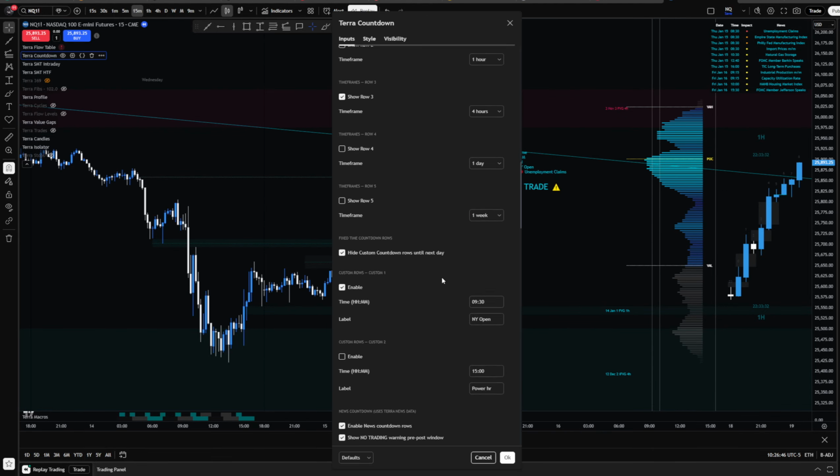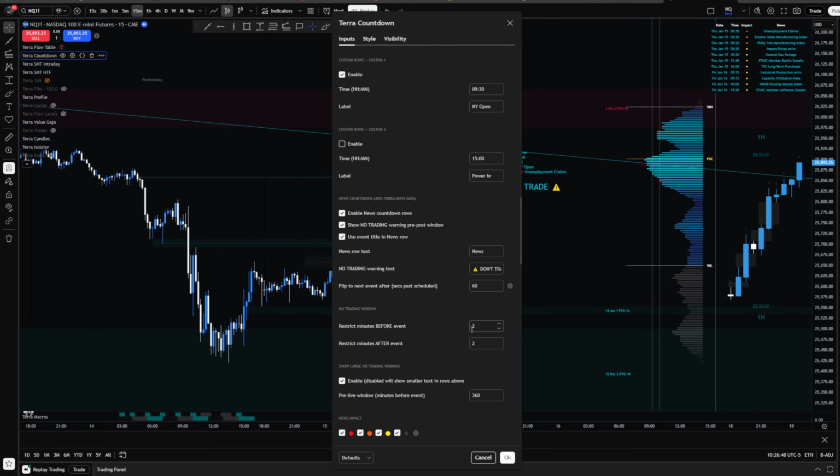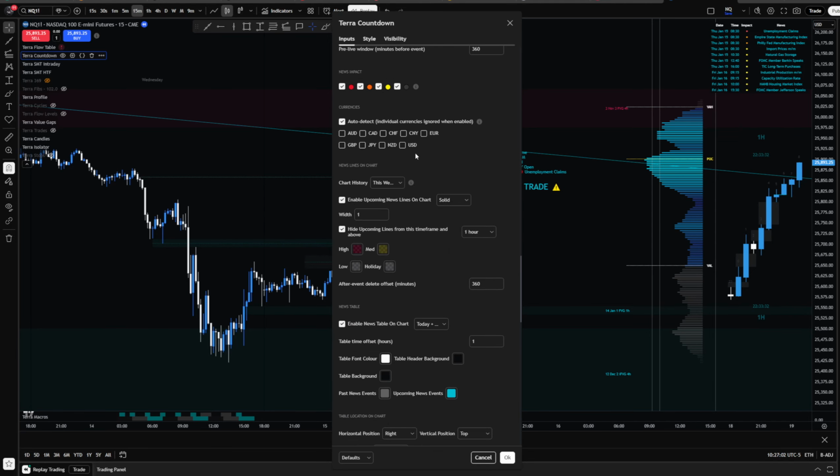And you can set in here, you can tell it 2 minutes before and after the event. You can set that to 5 minutes. If you need a little extra, you can set it to 15 minutes, 20 minutes, an hour, whatever you want. You can change the text that it says. You can turn this off if you don't want to see it. And you can customize what indicators you want.